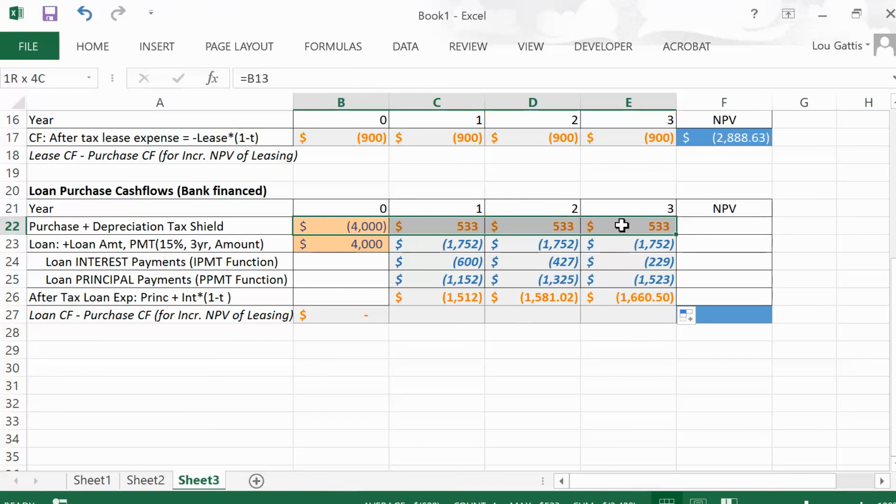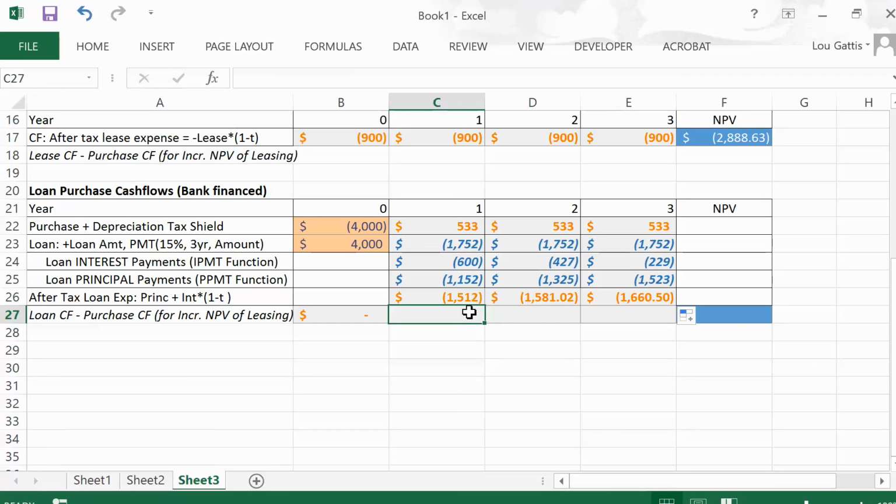This is the actual purchase and depreciation cash flows. Notice there's no cash flow up front from the corporation standpoint, because they bought it and spent $4,000 but got $4,000 from the loan. So my cash flow is just going to be my after-tax loan payment plus the depreciation tax shield. These are the cash flows from buying it with equity but financing it with a loan.